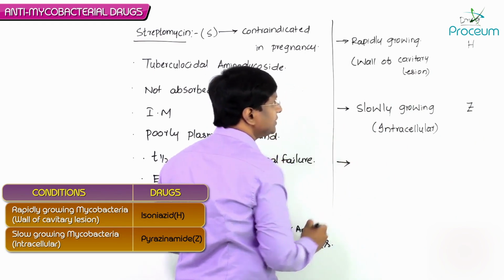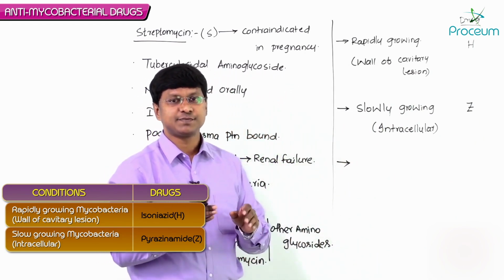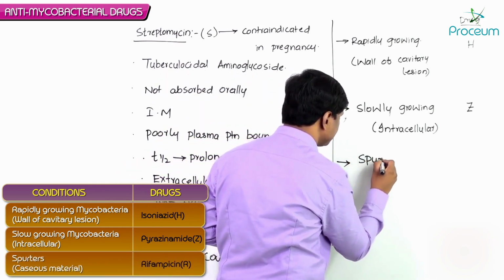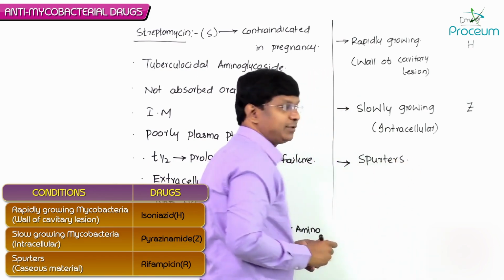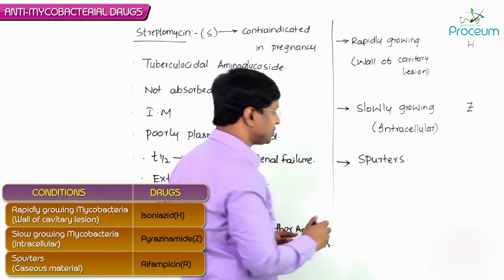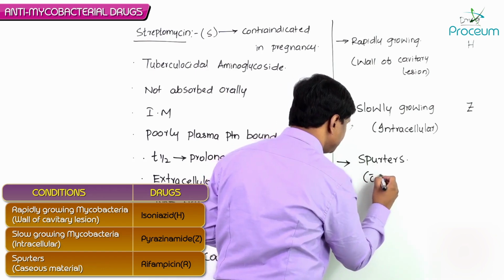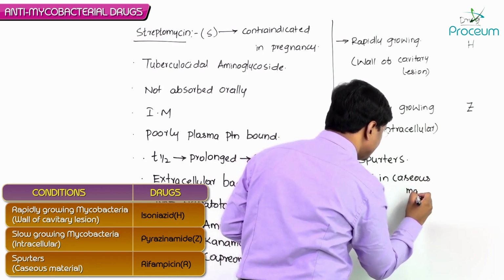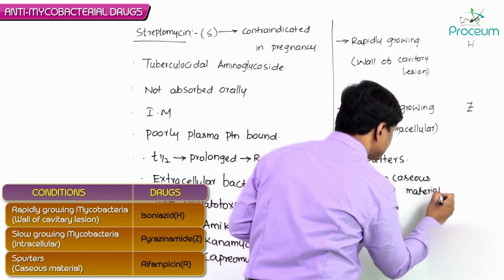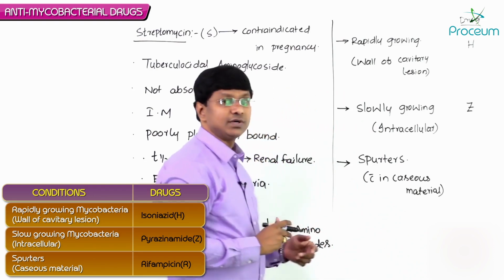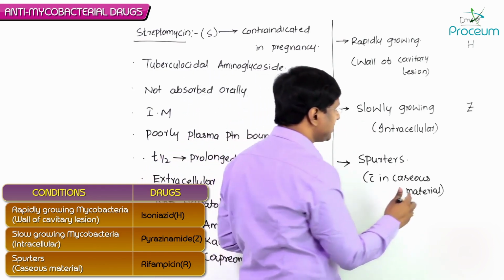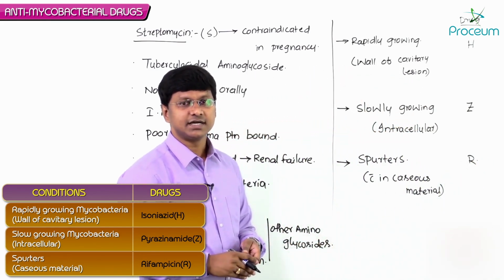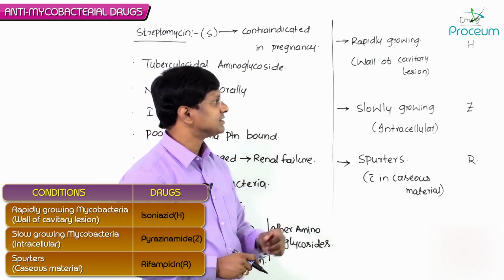Whereas, the organism which is present within the caseous material, we call that spurters. Spurters are those which are present within the caseous material. Now, to these spurters, the drug which is more effective is rifampin.